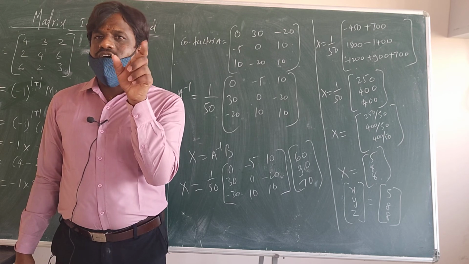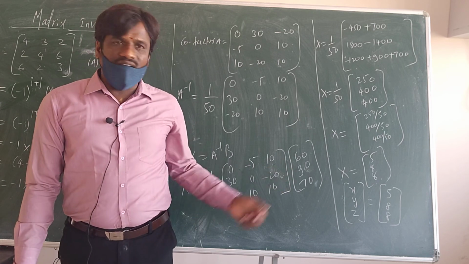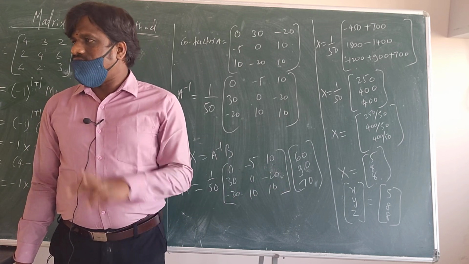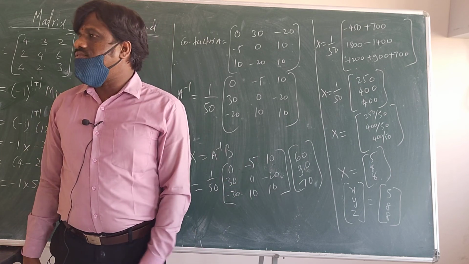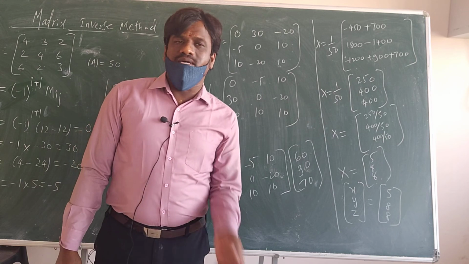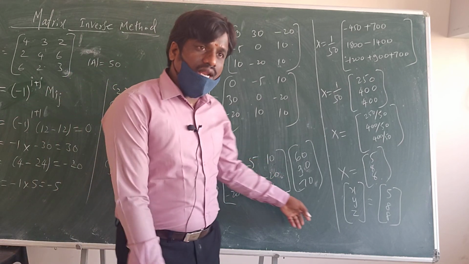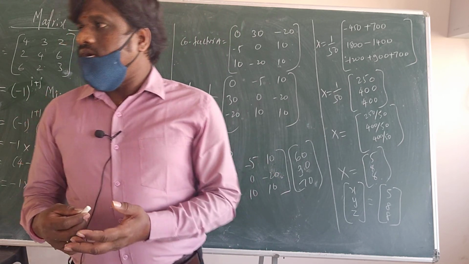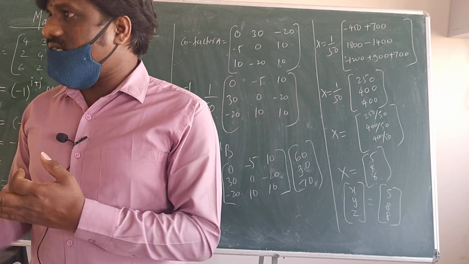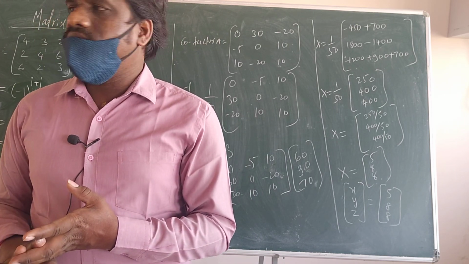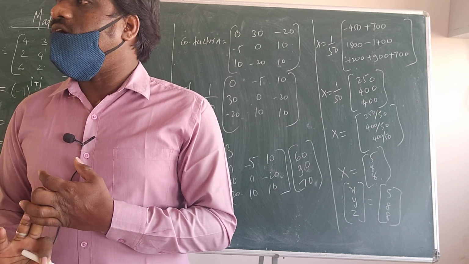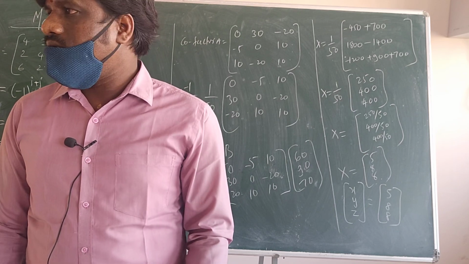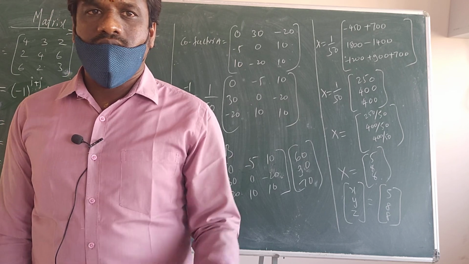X is the cost of onion per kg. Y is the cost of wheat per kg, and Z is the cost of rice per kg. Okay, you got it. You should write that there. At the end, what do you have to write? Cost of onion per kg is 5 rupees. Cost of wheat per kg is 5 rupees. Cost of rice per kg is 8 rupees. Fine.